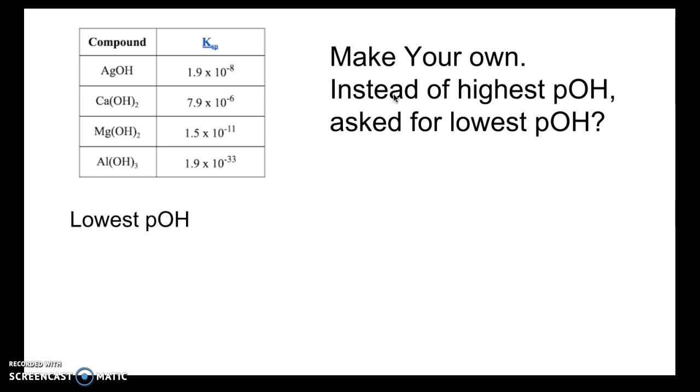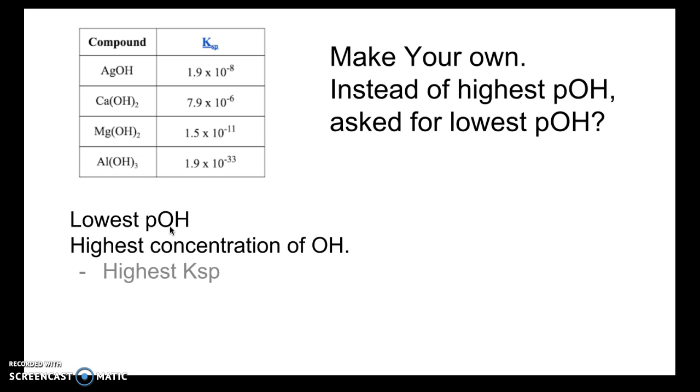All right. So if we're looking for the one with the lowest pOH, then my thinking is a little different. The lower the pOH, that means the higher the OH. Remember, they work opposite. So I'm looking for the one with the highest concentration of OH, and that means, again, it's opposite, I'll be looking for the one with the highest KSP. So I'm looking through, and the top two have the highest KSP, and so I can eliminate the bottom two.